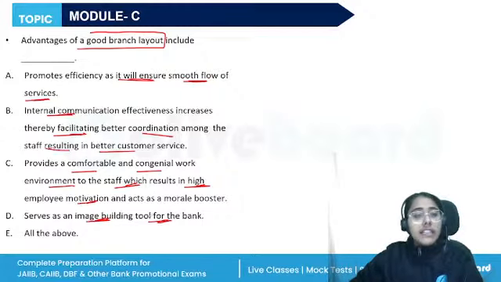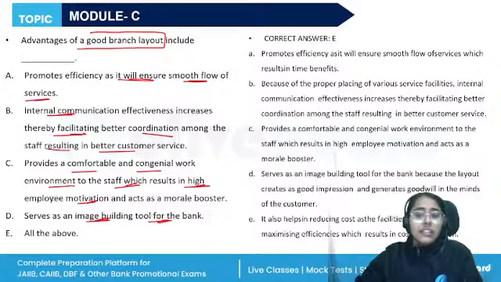So what are the advantages of a good branch layout? A good branch layout will include proper lighting, indications, and sitting arrangement for the customers, a waiting area. There should be amenities like water, drinking water facilities. So all of these are the advantages.